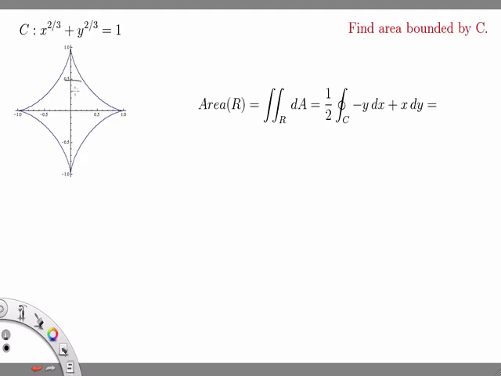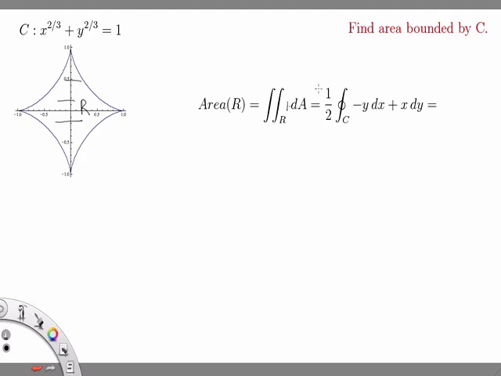R. So we'll call this R. And the question is find the area bounded by C, so we want the area of R. Now, we know from previous work that, of course, we can just use the double integral over R of 1 dA to compute the area of R.